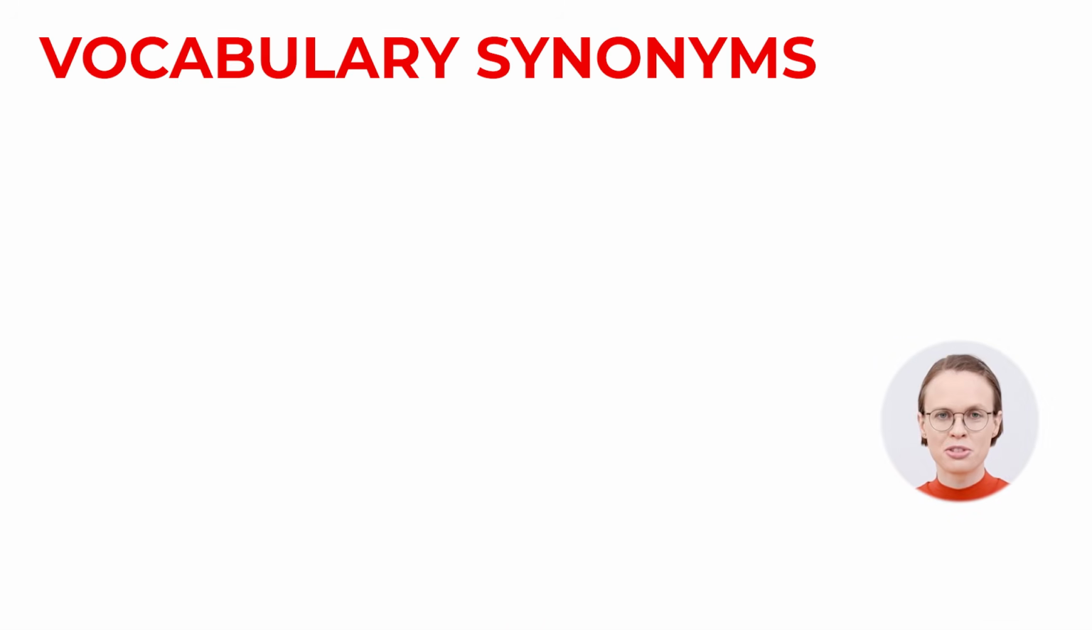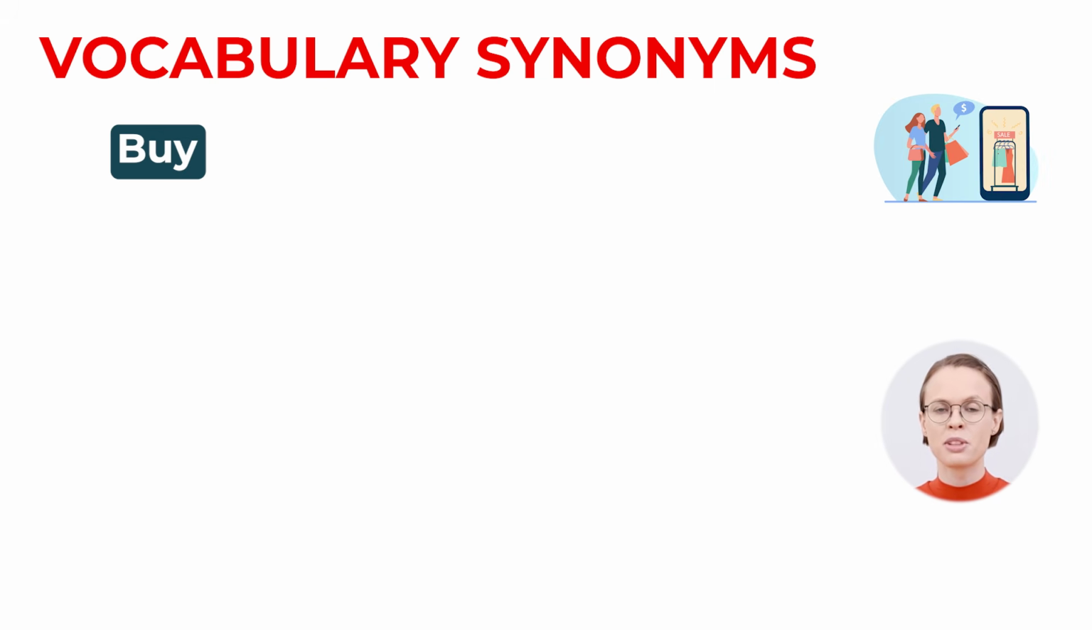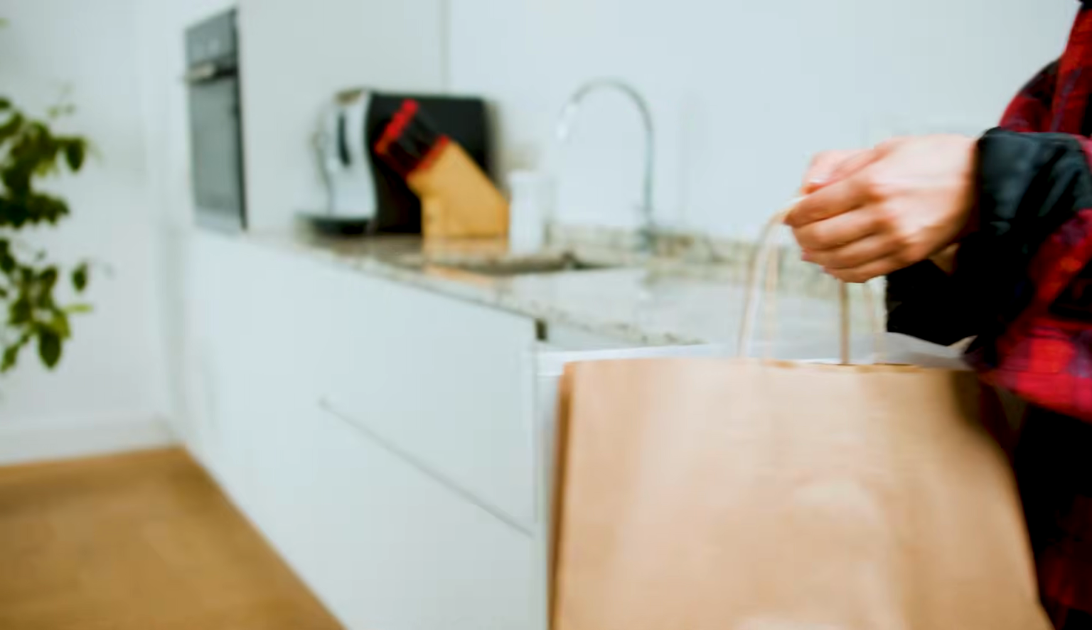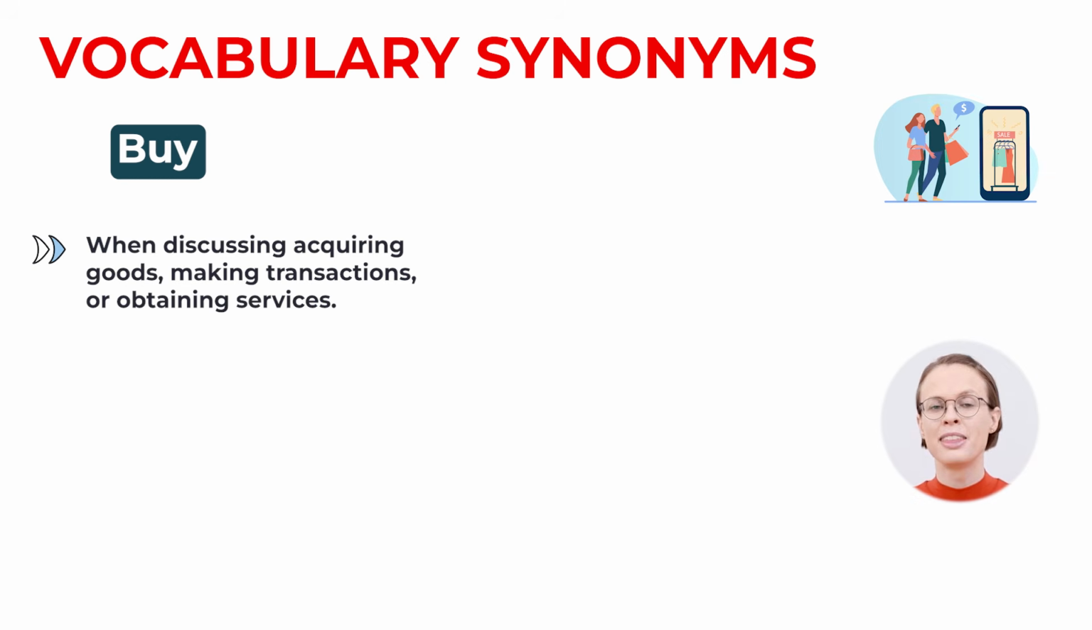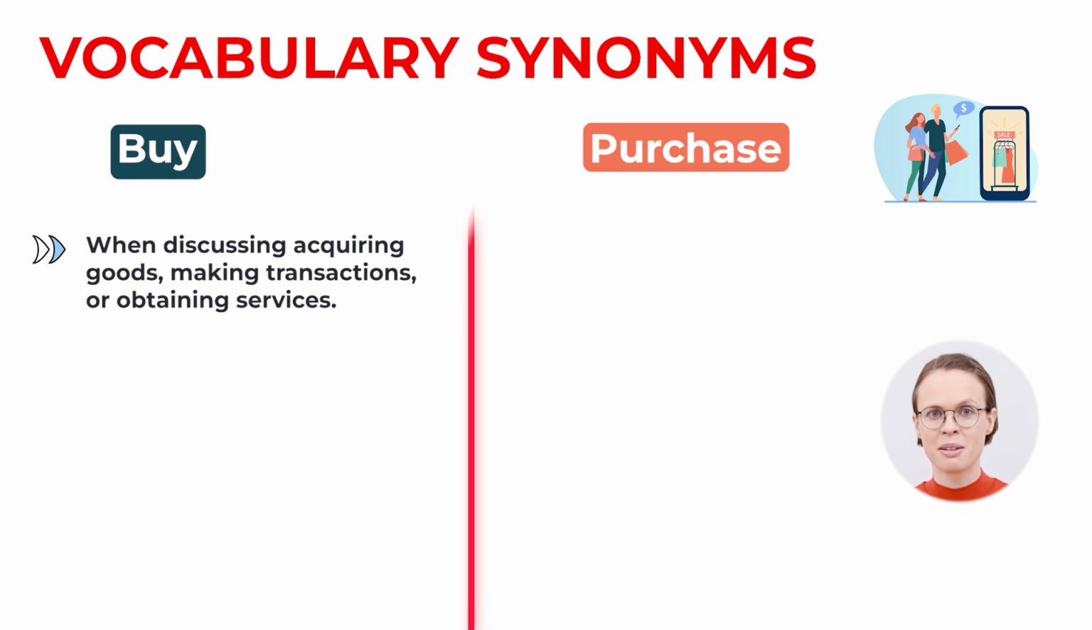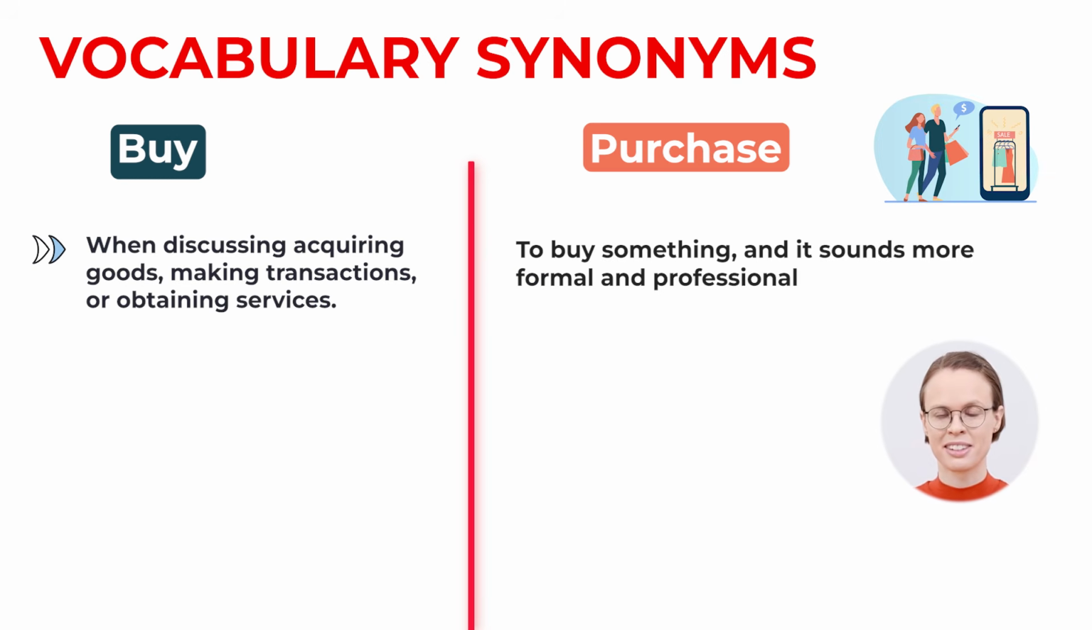Now let's continue with 20 more synonyms that can help you boost your CELPIP score. Another word that gets overused is buy, which appears constantly when discussing acquiring goods, making transactions, or obtaining services. A sophisticated upgrade is purchase. This word means to buy something, and it sounds more formal and professional.